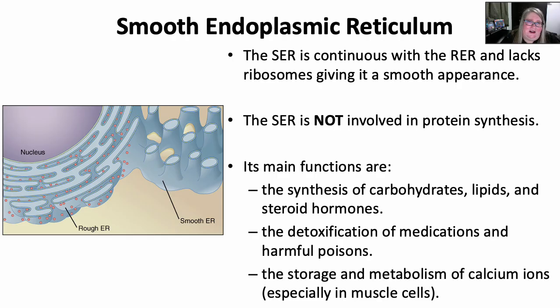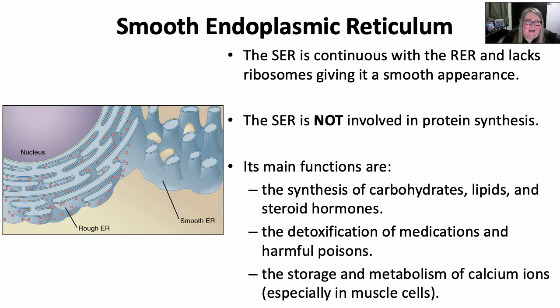Okay, the SER has some secondary functions that are really important. It can help with the detoxification of medications and harmful poisons. So it can make it so that a poison won't damage your cell. It will break them down, and it will help break down your medications. In fact, there are a lot of medications that are designed so that they don't do anything until they start being metabolized, or sent through your SER and broken down. And it's actually the piece that gets broken down by the SER that is going to start to treat whatever you're taking the medication for.